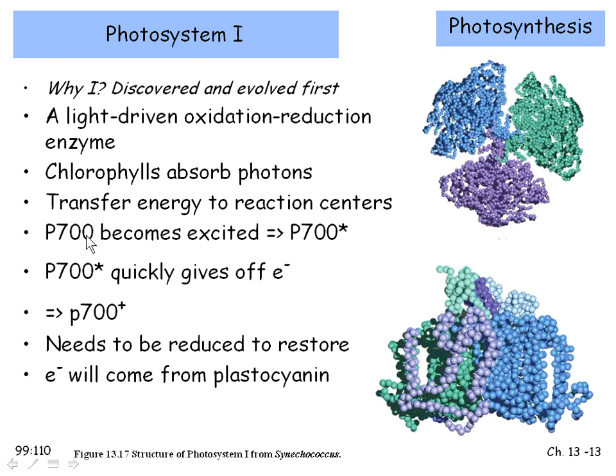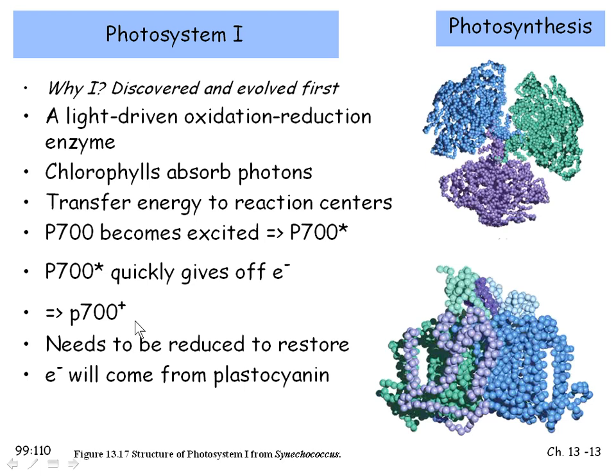When P700 gets excited, it becomes P700 star, all excited, full of energy. Loves to give off electrons. When P700 star gives off its electron, it now turns into P700 plus. So very analogous to the kinds of events that happen in photosystem 2. Very clear that photosystem 2 borrowed but twiddled with the basic approach of photosystem 1.